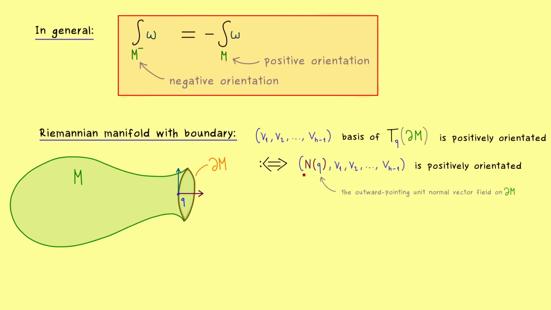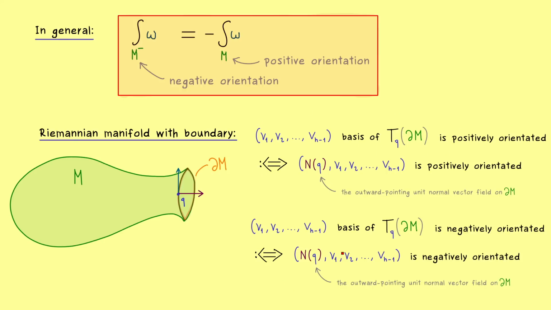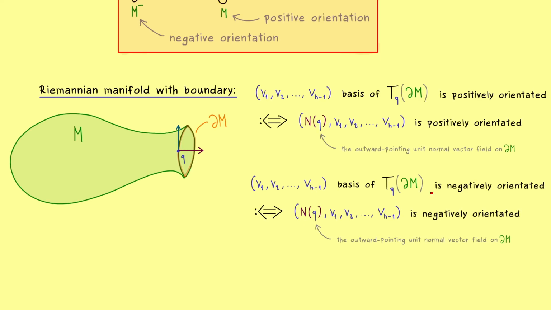And you see, we extend this basis by putting this outward pointing unit normal vector to the front of the basis. And we know that this outward pointing is well defined. In the picture here, it's simply given by this vector. And now, since we have discussed some flipping of orientations, you see, without any effort, we can also extend this definition to the negatively orientated bases. In fact, it's exactly the same thing, we just have to flip the orientation on both sides.